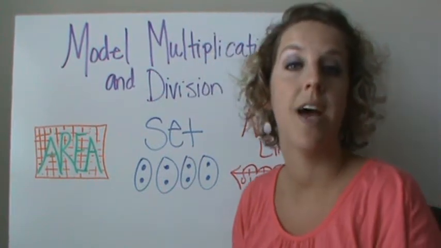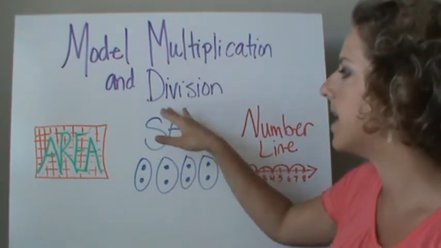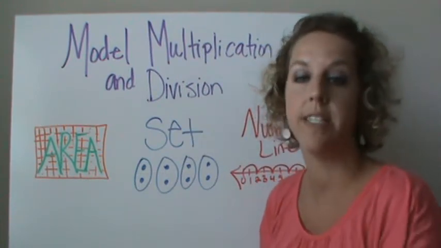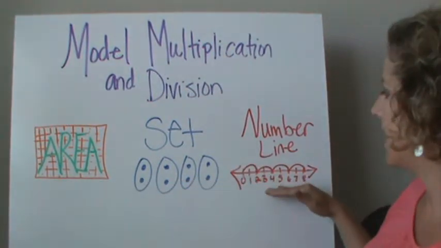In this lesson, you'll learn how to model multiplication and division. And we're going to look at three strategies: how to model it using area, a set of objects, and a number line.